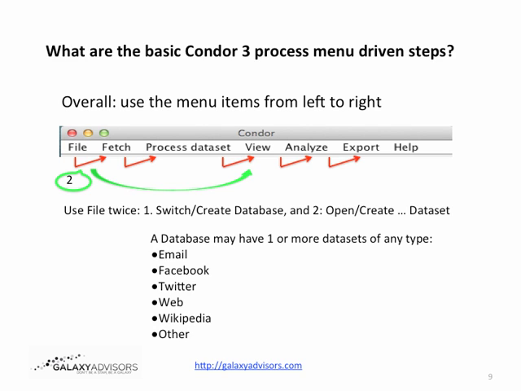Now it's important to note that a database may have one or more data sets of any kind. You could have an email, Facebook, Twitter, web, Wikipedia, or other, all within the same database, or multiple or different versions of a data set. So a database can contain any type of data. That's one of the unique universal features of Condor 3, that it has a generic data format, and it doesn't matter if it's email, Facebook, Twitter, web, Wikipedia, or something else of your own data sets. It can all go into a single database.